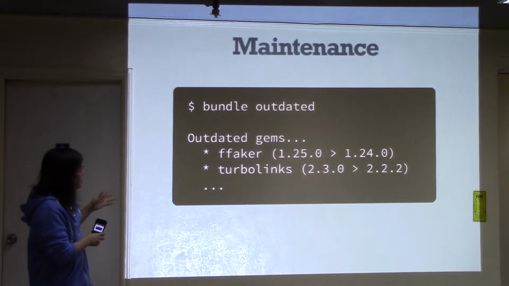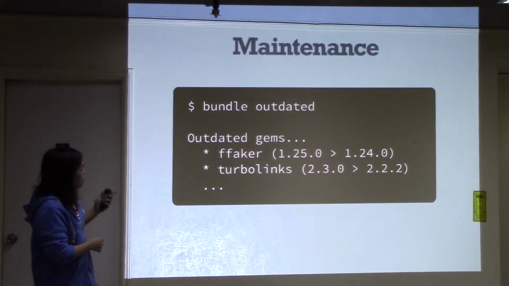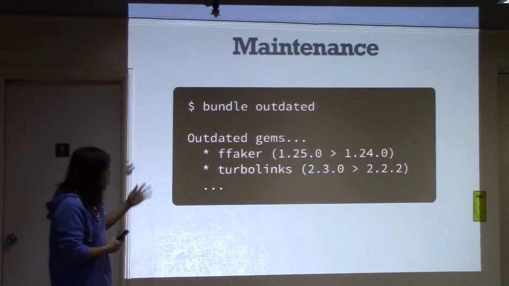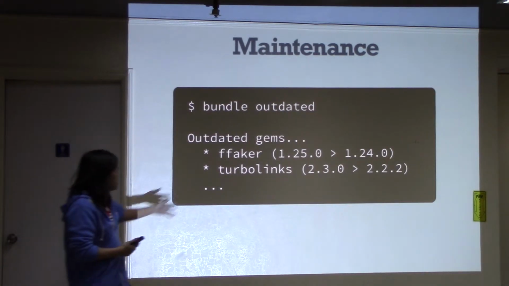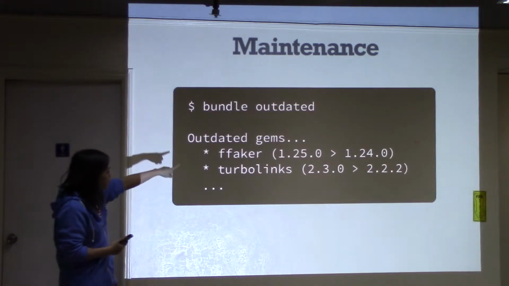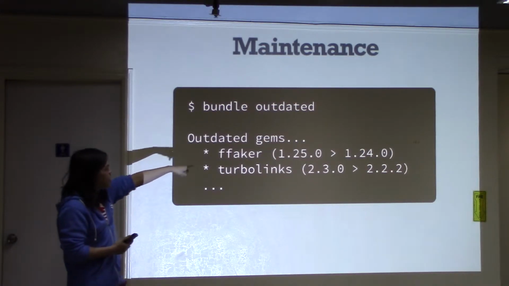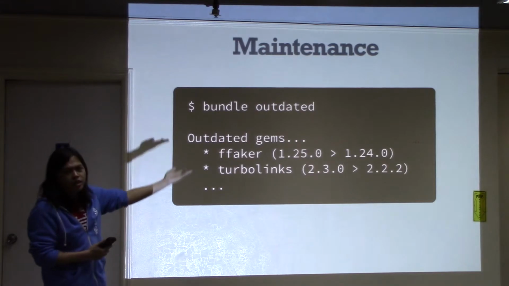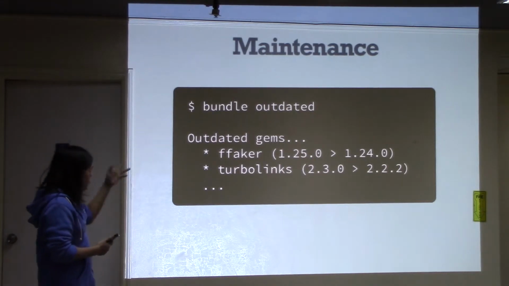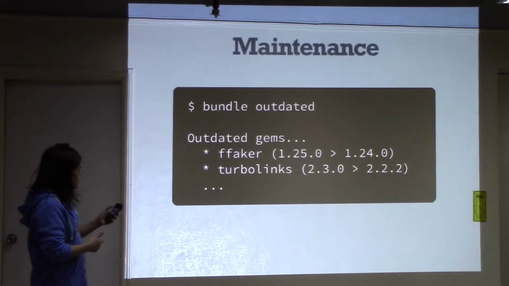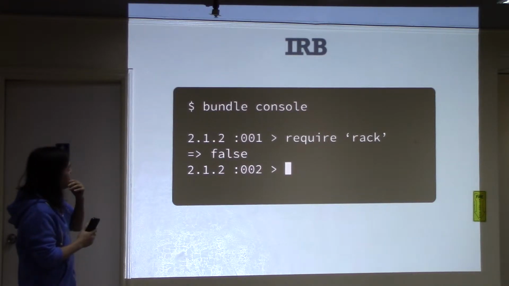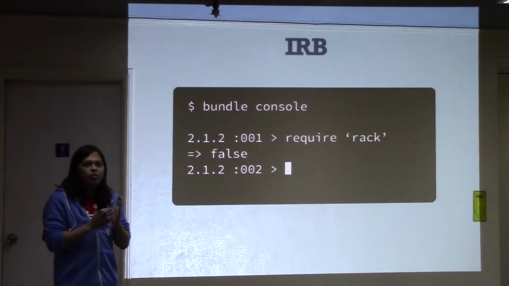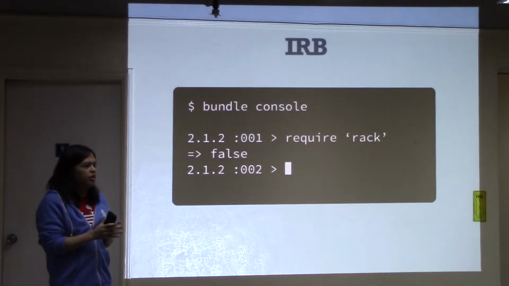And then bundle outdated, it's quite straightforward. It lists the outdated gems in your project. It basically has bullet points of the gems, and then shows the latest version and the version that you have. So that's bundle outdated. And then bundle console, it's basically just IRB, but the Gemfile is loaded.